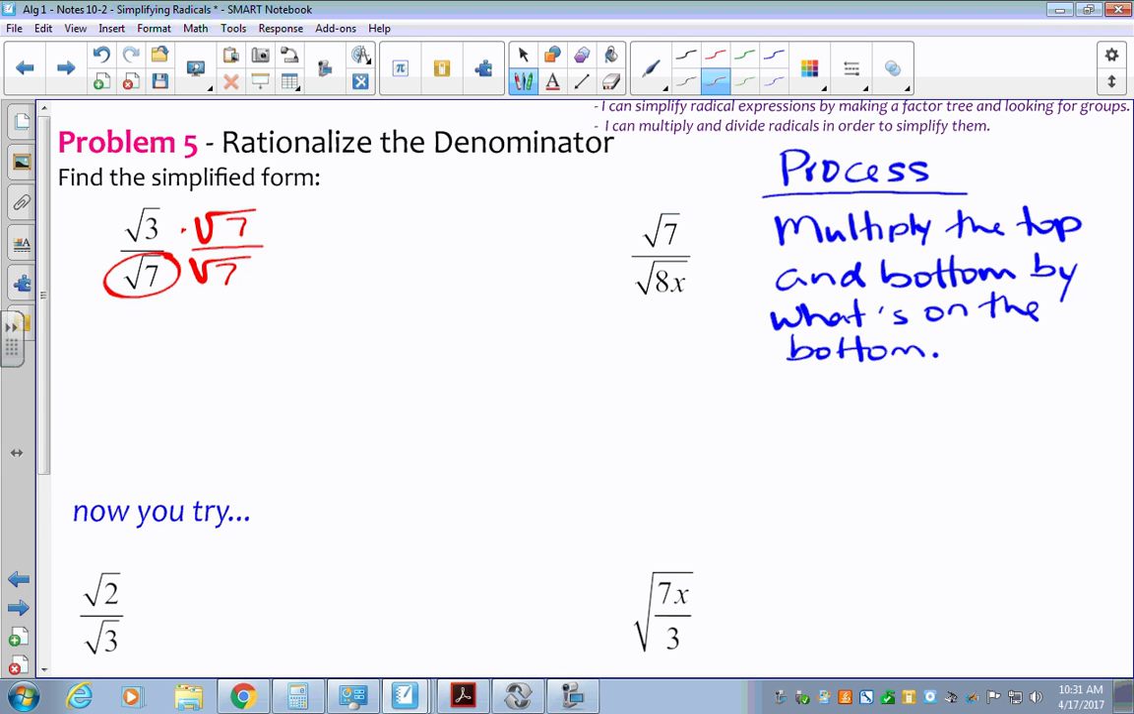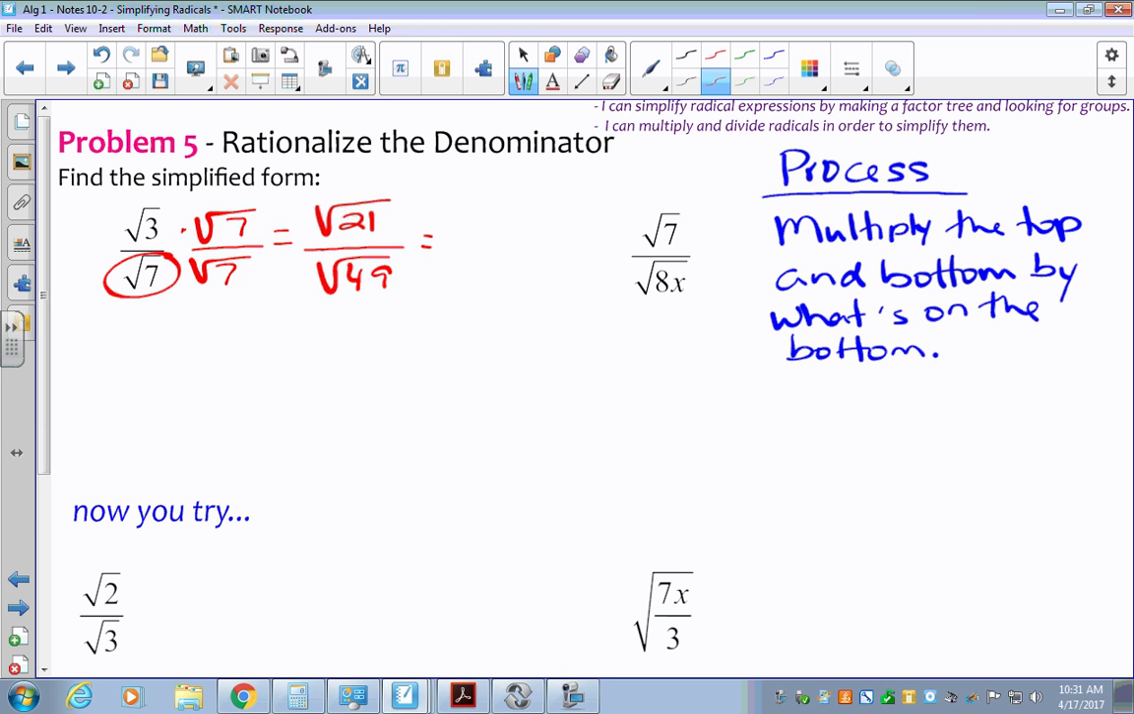My advanced students will automatically see root 7 times root 7 equals 7. If you can't see that right off, don't worry about it. Just do the math like normal. When I have a square root, this is what we learned in that Thursday before break. When I have two square roots being multiplied together, I can just combine them underneath one root. So 3 times 7 is 21. They all go underneath one root. 7 times 7 is 49.